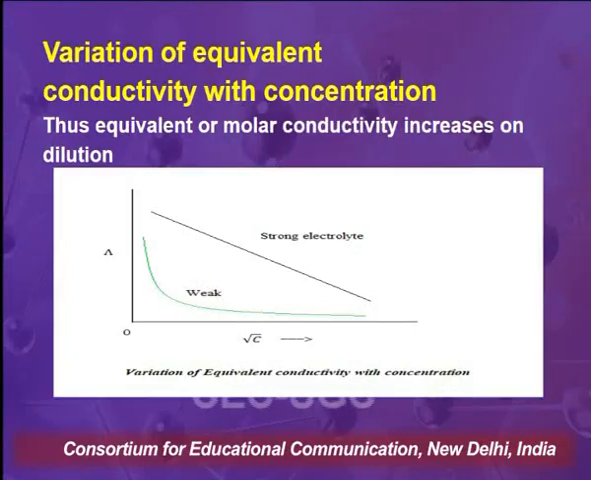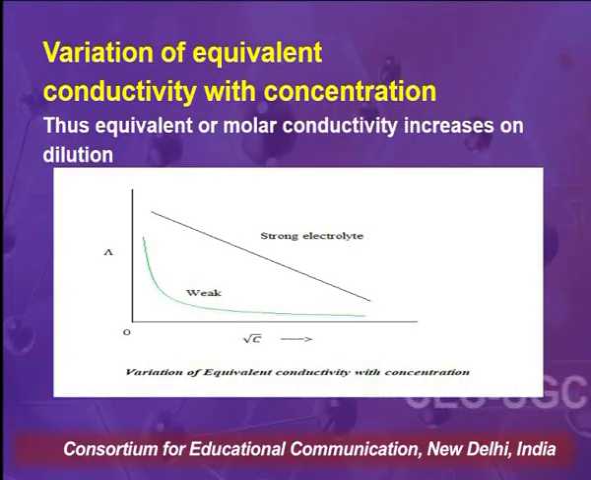Effect of dilution on equivalent and molar conductance: the value of equivalent or molar conductivity of both strong and weak electrolytes increases on dilution. Lambda equivalent or lambda molar is equal to kappa by C. The value of kappa decreases with dilution because the number of ions per unit volume of solution decreases. The increasing factor 1 by C is much greater than the decreasing factor kappa. Thus, the equivalent and the molar conductivity increase on dilution.